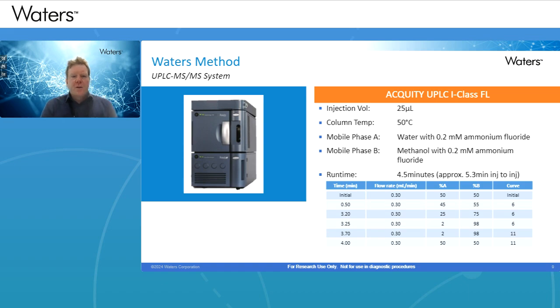Moving on to the UPLC details of the method. An injection volume of 25 microliters of the sample is made onto the column at a temperature of 50 degrees Celsius, and the mobile phases are water and methanol with the addition of a small amount of ammonium fluoride. The purpose of the addition of this ammonium fluoride aids with analytical sensitivity in view of the goals set for this clinical research method.